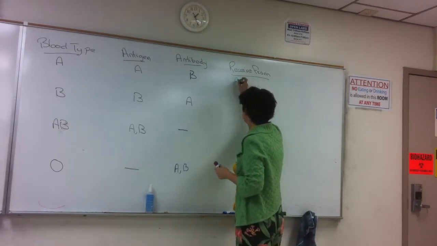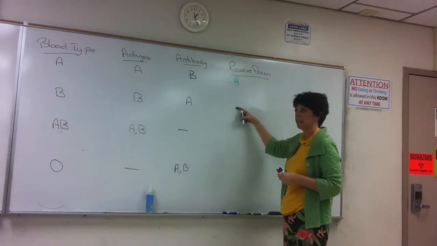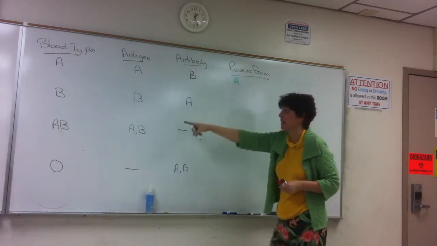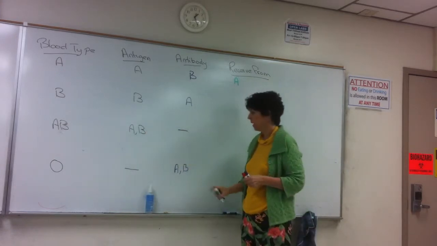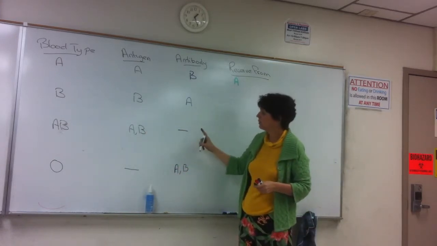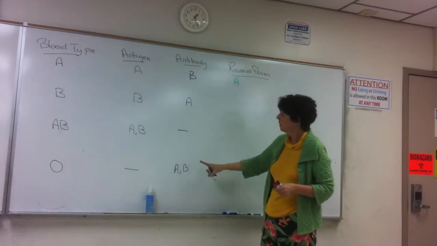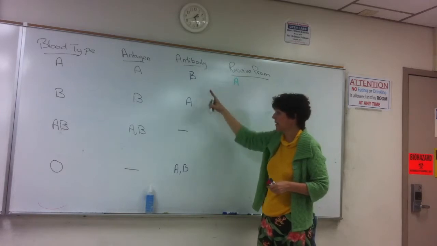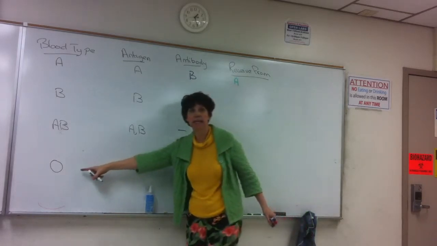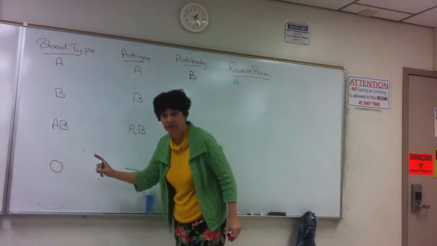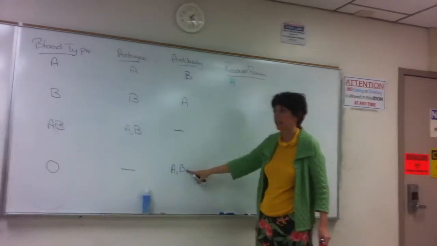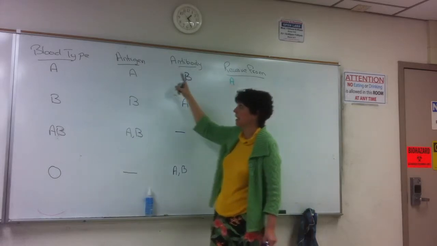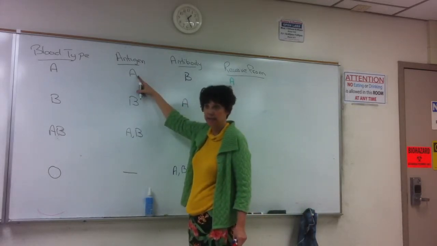So I can receive blood from A. I can't receive blood from B. I can't receive blood from AB because I have antibodies against the B antigen. But I can receive from O because O has antibodies against me, but I don't have antibodies against O antigen because there is no antigen. All right? So I'm not looking at the antibodies here. I'm looking at, does this blood type have antibodies against my antigen?